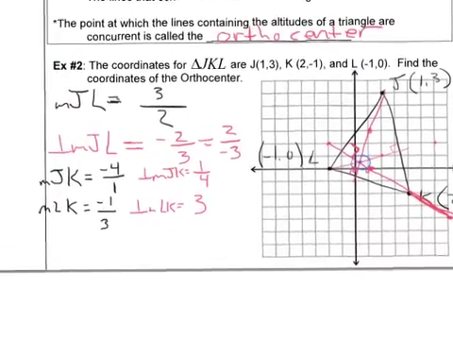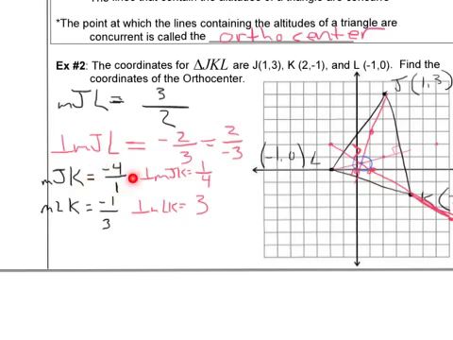If you were having some trouble calculating the slopes, I got the JK slope was -4/1, so the perpendicular slope would be 1/4, and for LK, the slope was -1/3, so the perpendicular slope would be 3. Okay, let's go on to the very last problem.